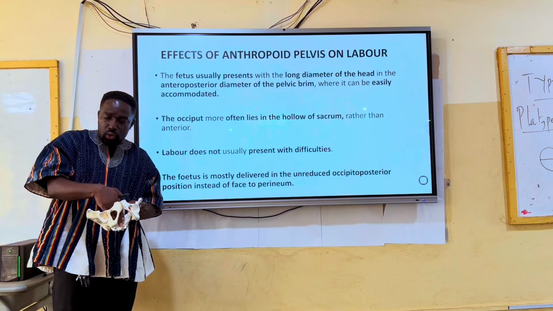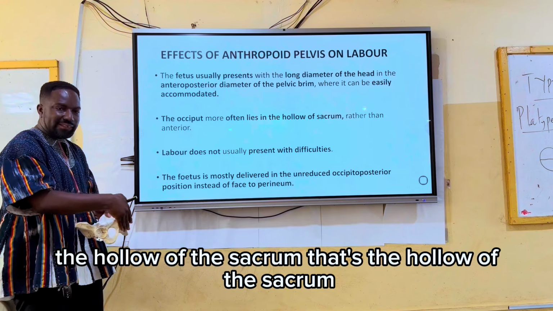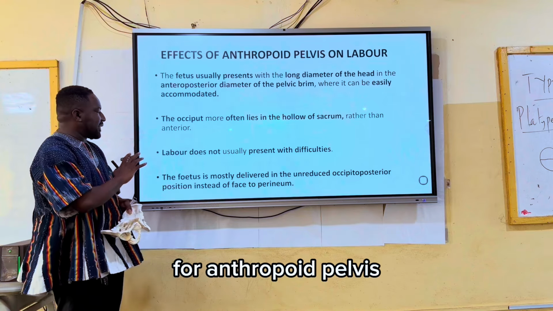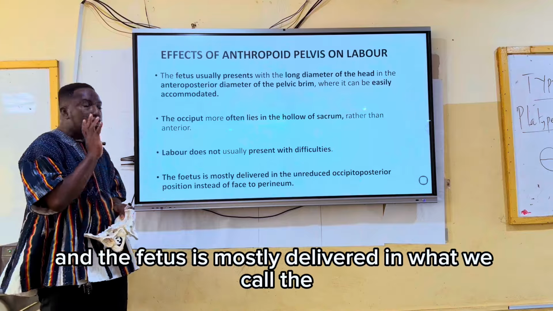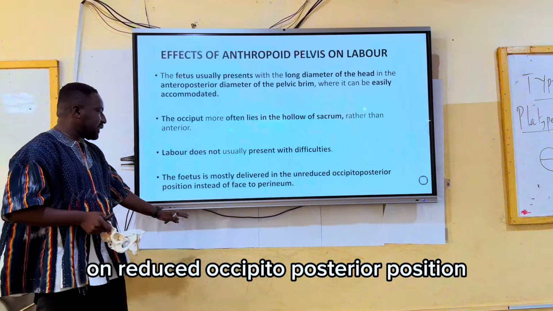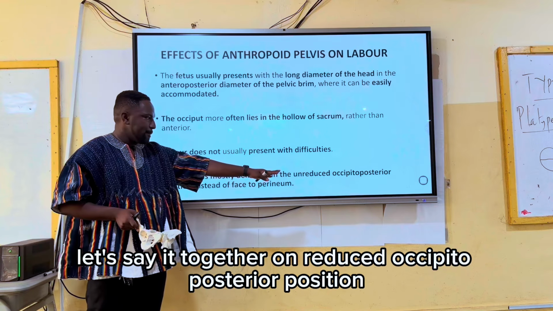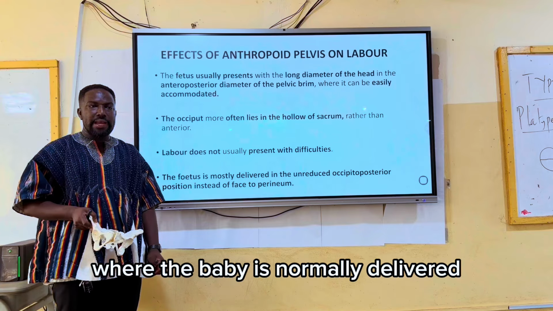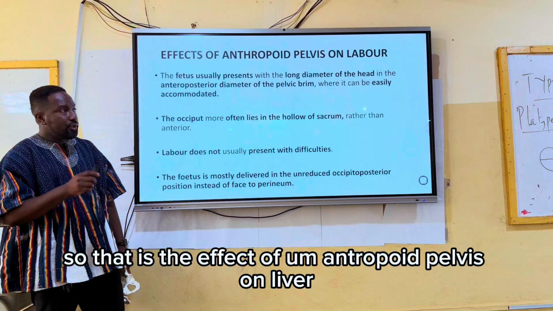The occiput of the fetal head normally fits in the hollow of the sacrum. For anthropoid pelvis, labor usually does not present with any difficulties, and the fetus is mostly delivered in what we call the unreduced occipital-posterior position. That is the most favorable position where the baby is normally delivered in the anthropoid pelvis instead of face to perineum.